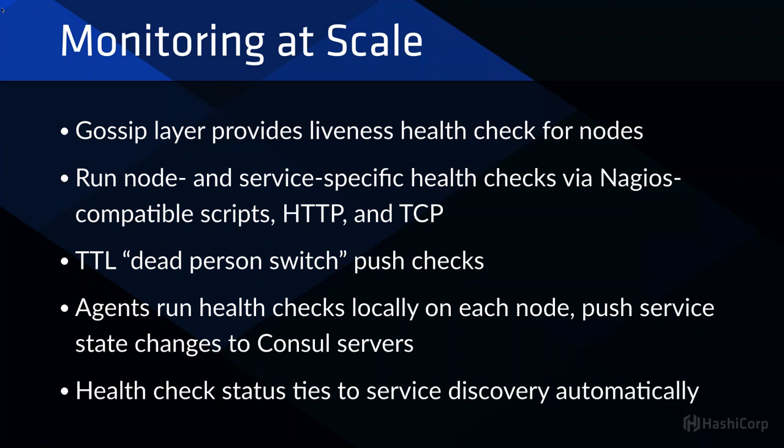And architecturally, the agents, and we'll talk about what agents are shortly, they run the checks locally on each node in your cluster, and they only push service state changes to the Consul servers. So it's unlike other systems where you have a central entity that's shelling out or SSHing out and polling a number of servers. With Consul, all that activity happens at the edges, and then only interesting deltas are sent to the servers. So it scales really, really well.